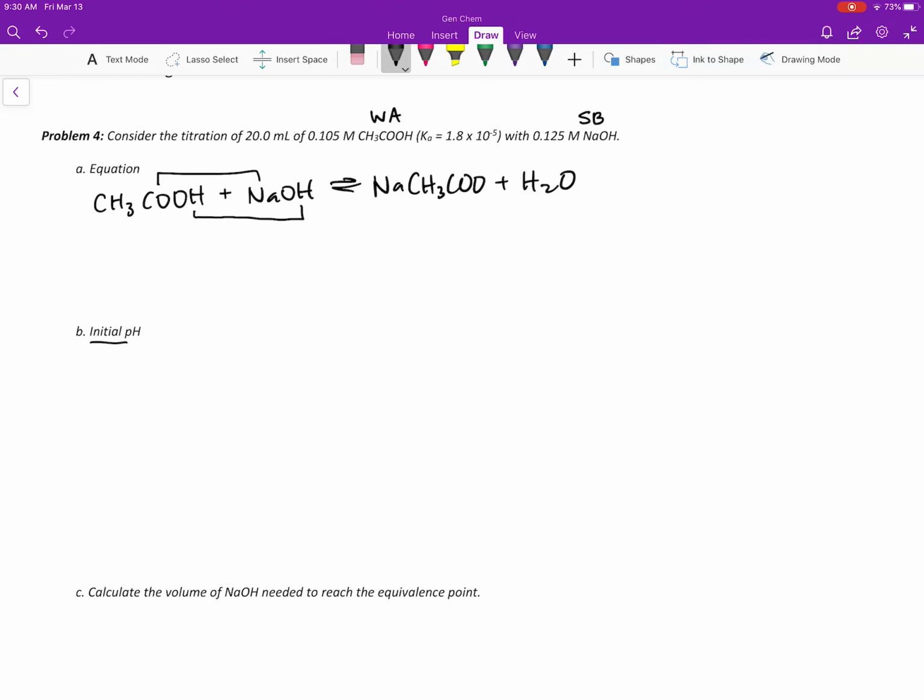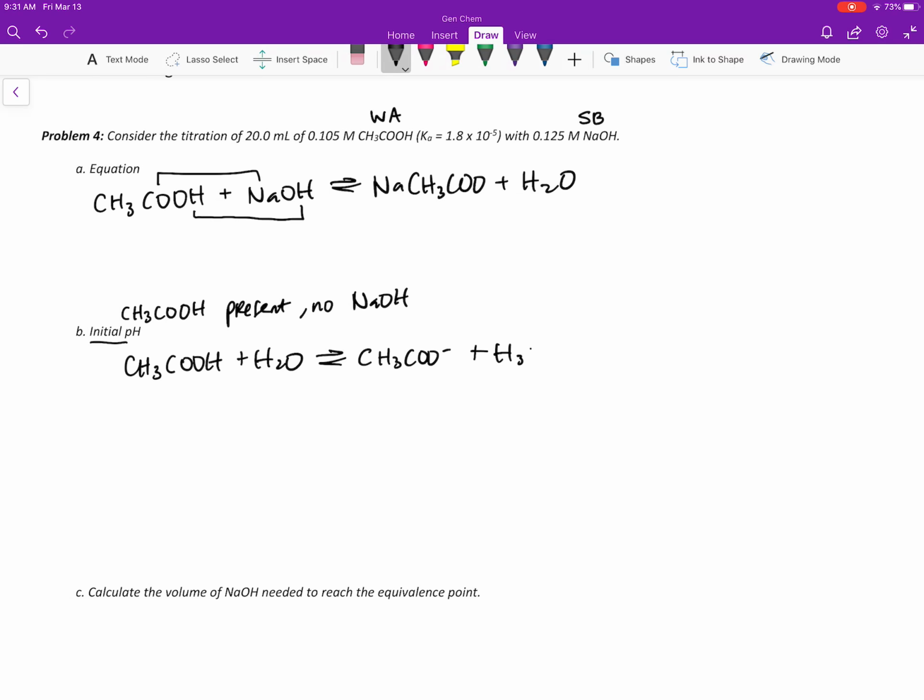Now the initial pH, when only acetic acid is present, so this is before the titration begins, no NaOH. It's going to look just like our problems we've done before, where we have our weak acid with water. Because it's an acid, it means it's going to give up its proton to the water, forming hydronium, right? Because that's going to be acidic starting off with. And so it's just going to be a normal ICE table, because we know that there's equilibrium present. It is not like a strong acid, strong base problem.